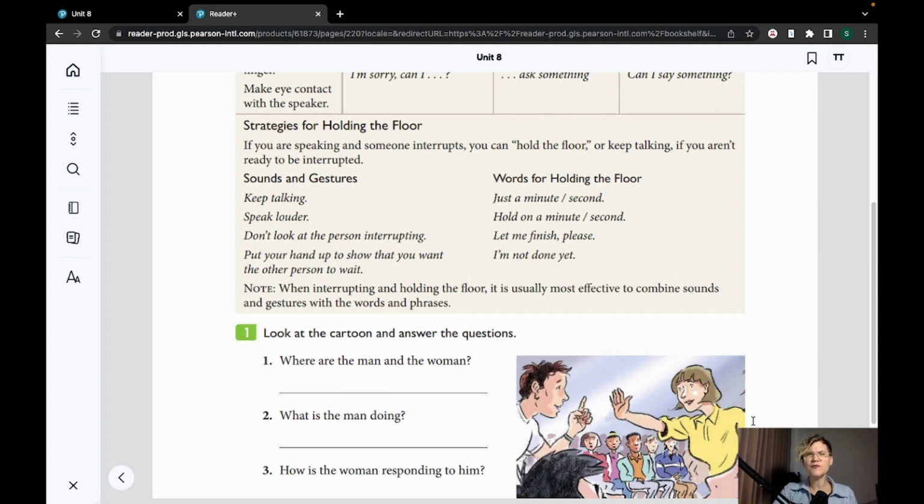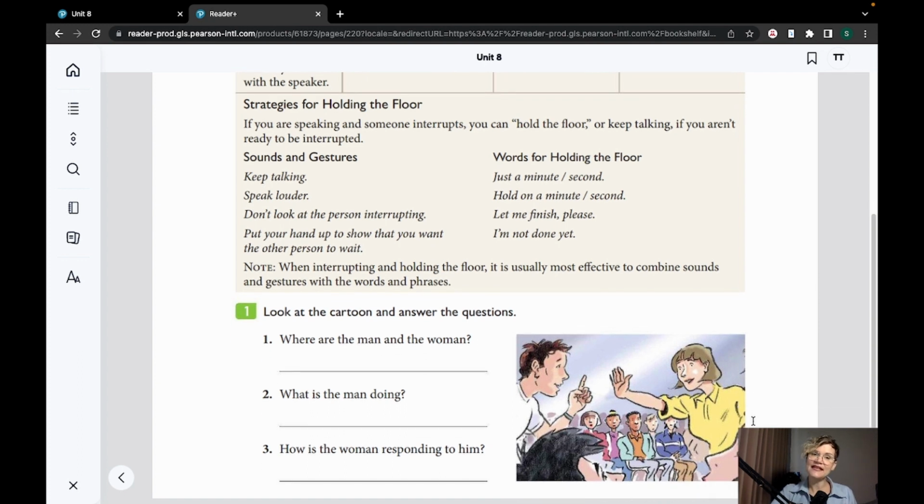So if someone interrupts you in a discussion, it doesn't mean you have to allow it. You can allow it, but you can also decline. So if you are speaking and someone interrupts you, you can hold the floor, which means you can keep talking and you can decline. You don't have to allow the person to interrupt you. So if you aren't ready to be interrupted, then don't let them interrupt you.